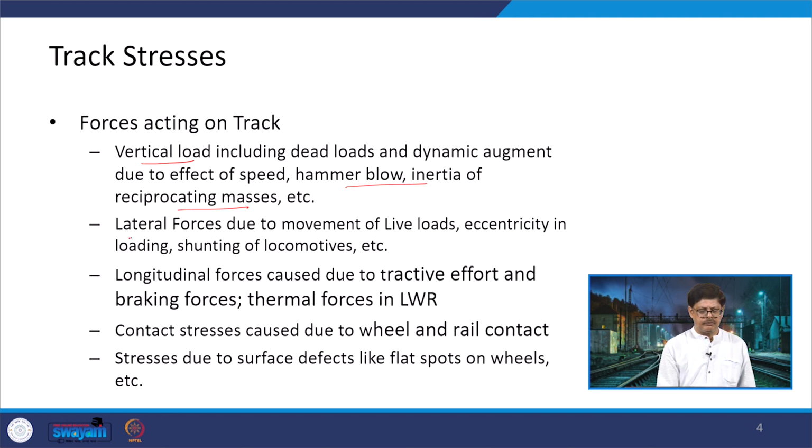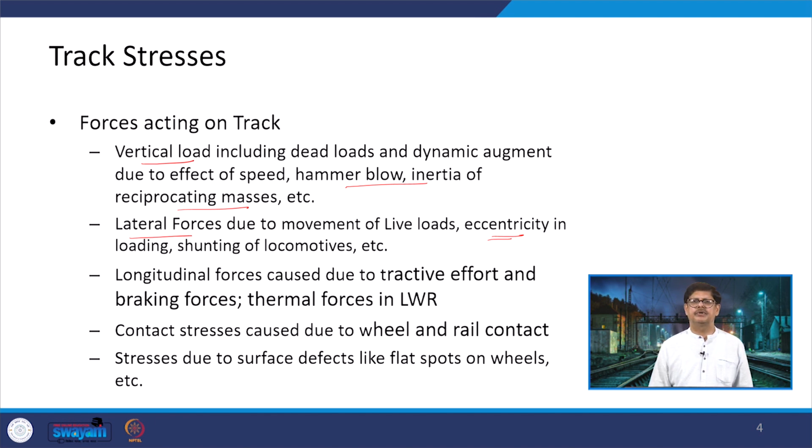Another type of load can be the lateral force, and this lateral force comes because of the movement of the live loads. So, there is a lateral movement maybe because of the track geometry, maybe because of the forces which are working in the lateral direction, and those movements, if they are there, cause stresses in the rails and the sleepers in the lateral direction, or there may be a possibility that the loads are being applied at a certain eccentricity.